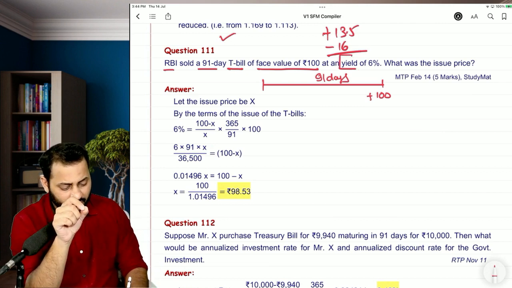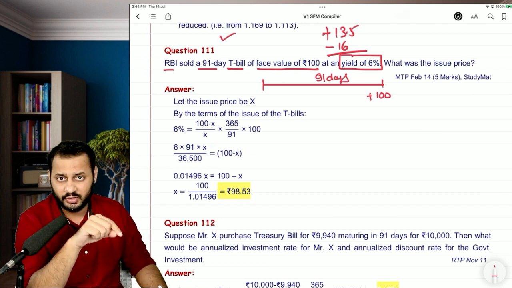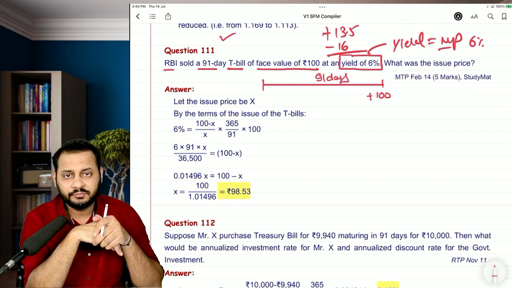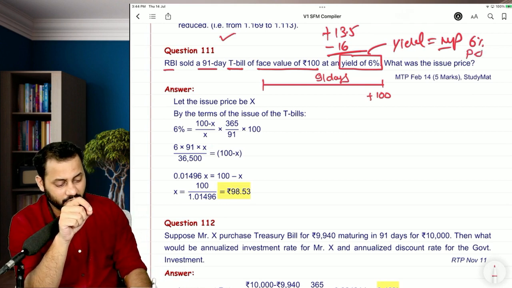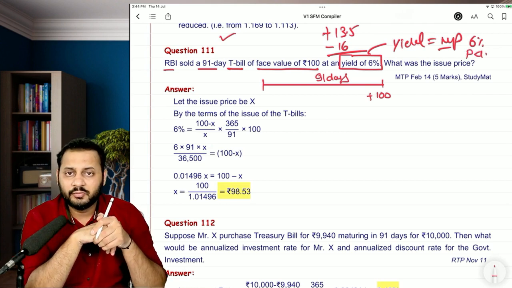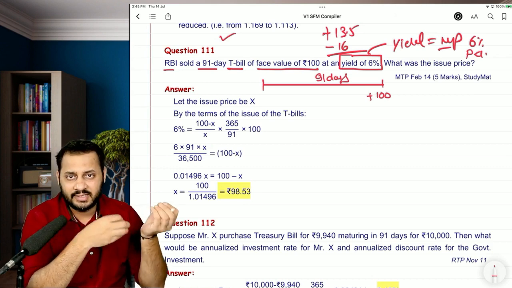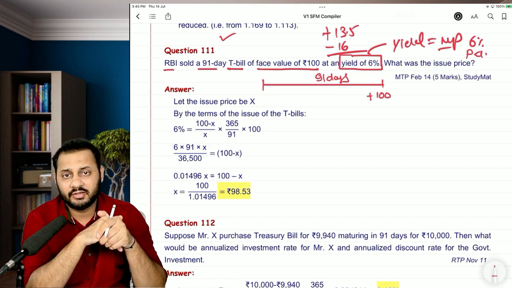That means whosoever will be buying this bond or the treasury bill will earn a return of 6%. But that 6% is always quoted as per annum. Normally the rate of return given in the question is always quoted as per annum unless otherwise specified. So that 6% is entirely for the year.